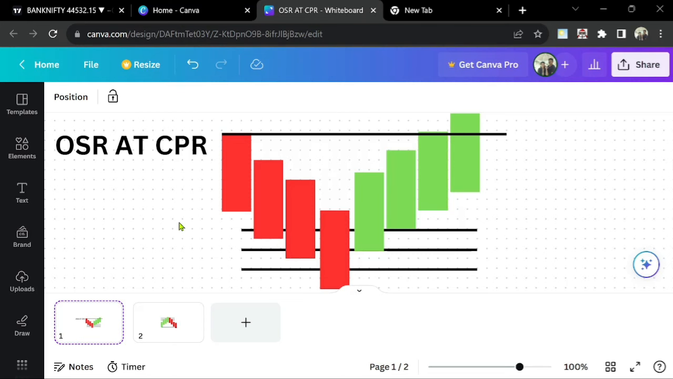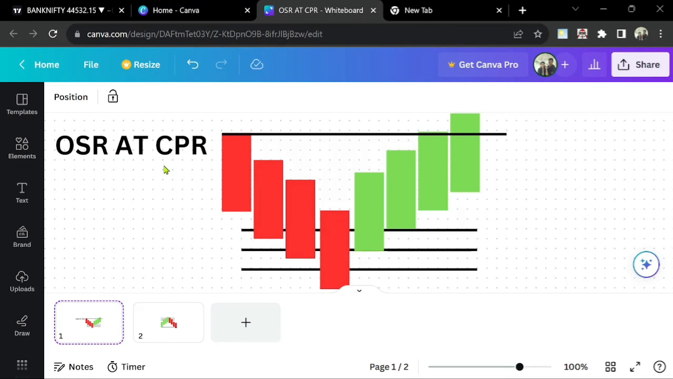Where and when should we take this opening strike reversal? Where should we enter, where should we exit? First of all, you should know the previous day should be a trending day. You all know, you are traders, so you know what a trending day is. This can be a downtrend day.